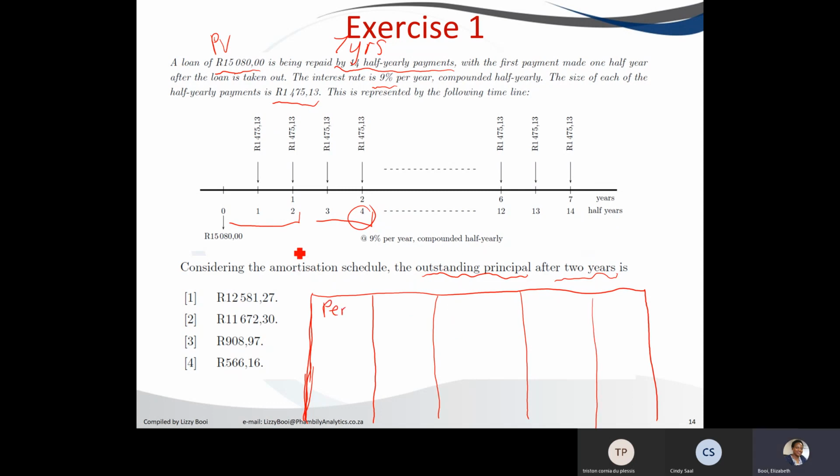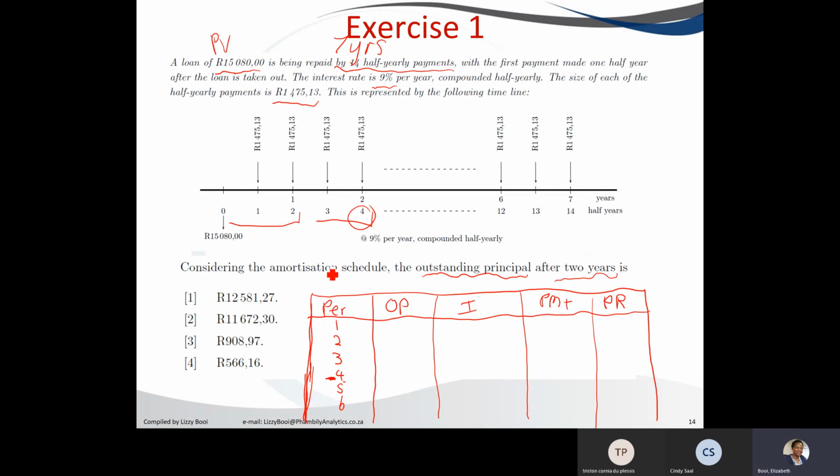And this will be the period. This will be our outstanding principal. This will be interest. These are our PMTs. And this is our principal repaid. So once you have that, our periods are 1, 2, 3, 4, 5, 6, and so on. I'm not going to go deeper because I'm only looking for after 4 payments.